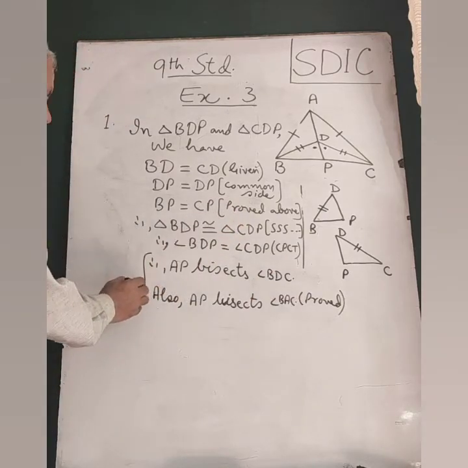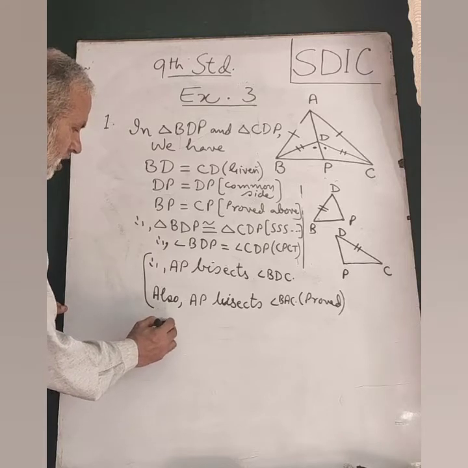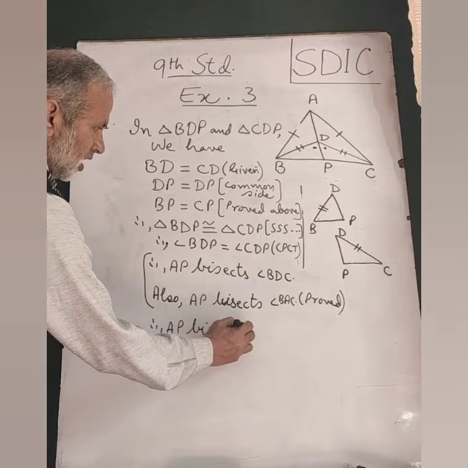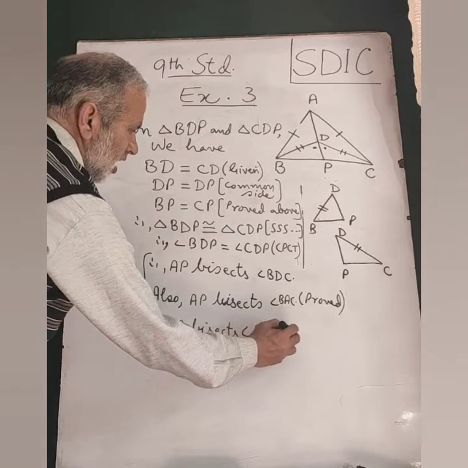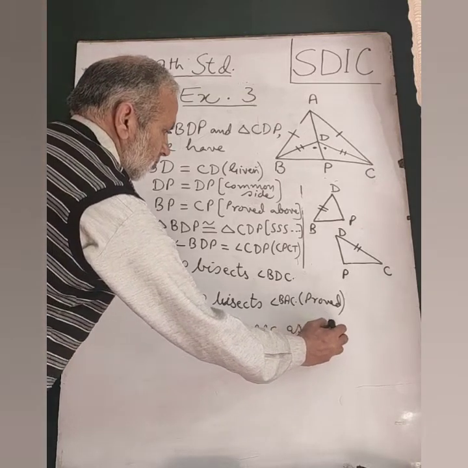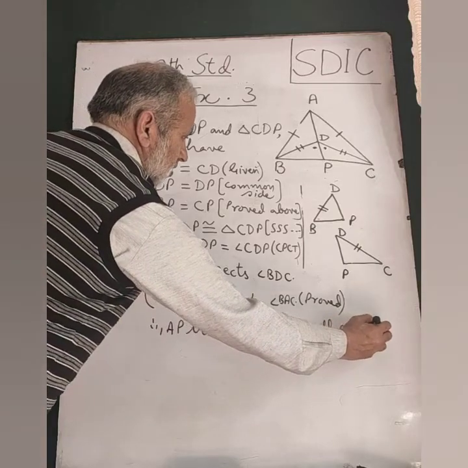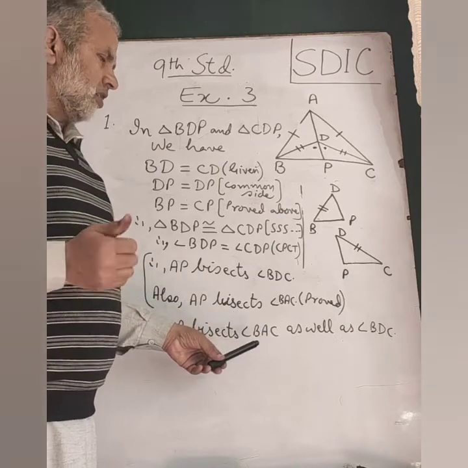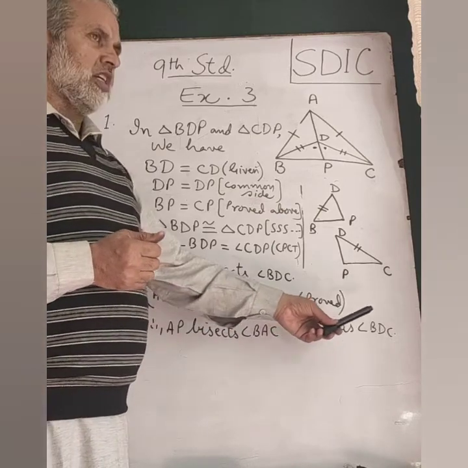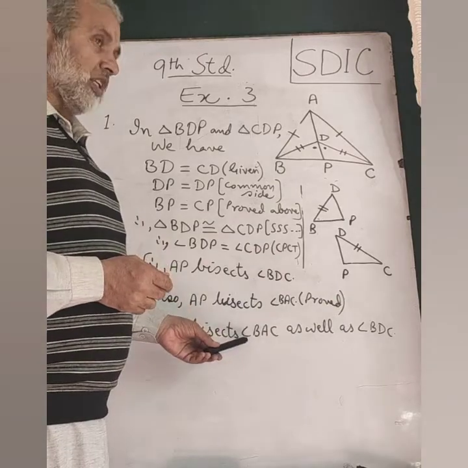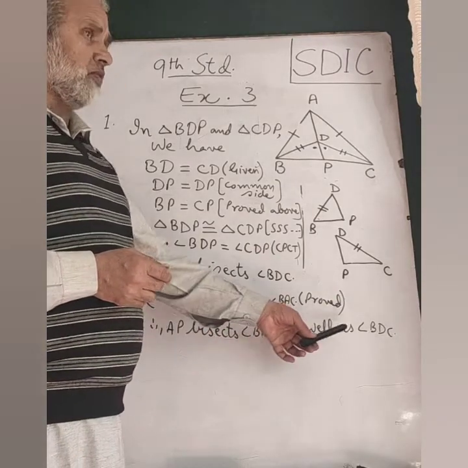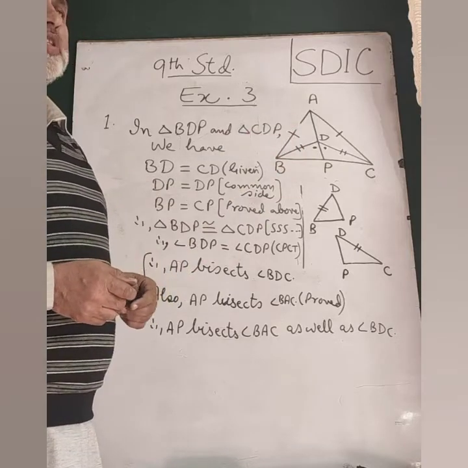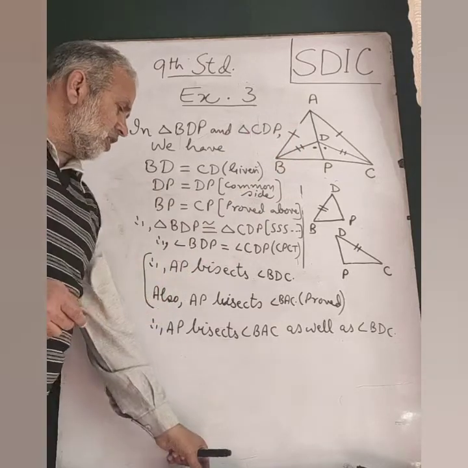And when we combine these two results, what will we get? Therefore, AP bisects angle BAC as well as angle BDC. These are the angles which have been named in short as angle A and angle D by using their vertices. We have given full names because at those points many angles are formed in the diagram. So with that we complete the third part.